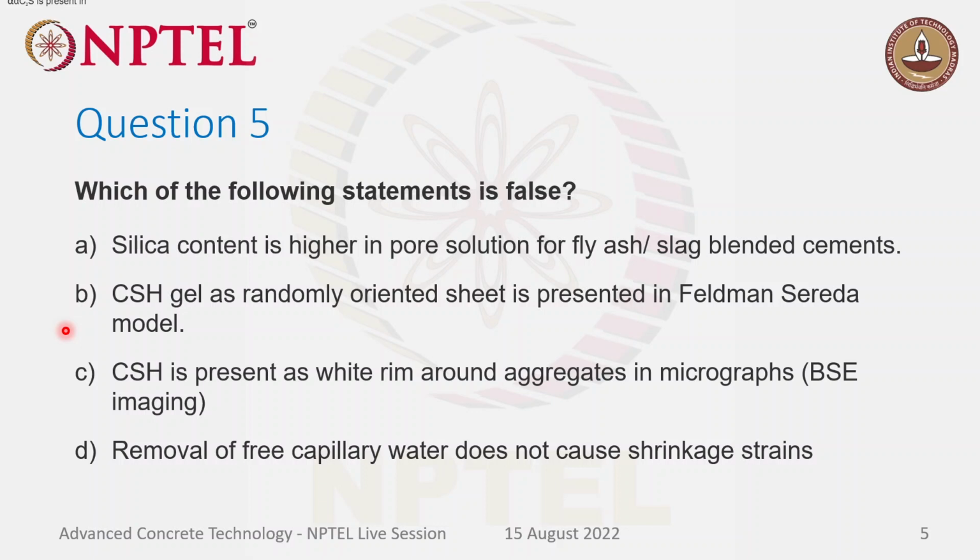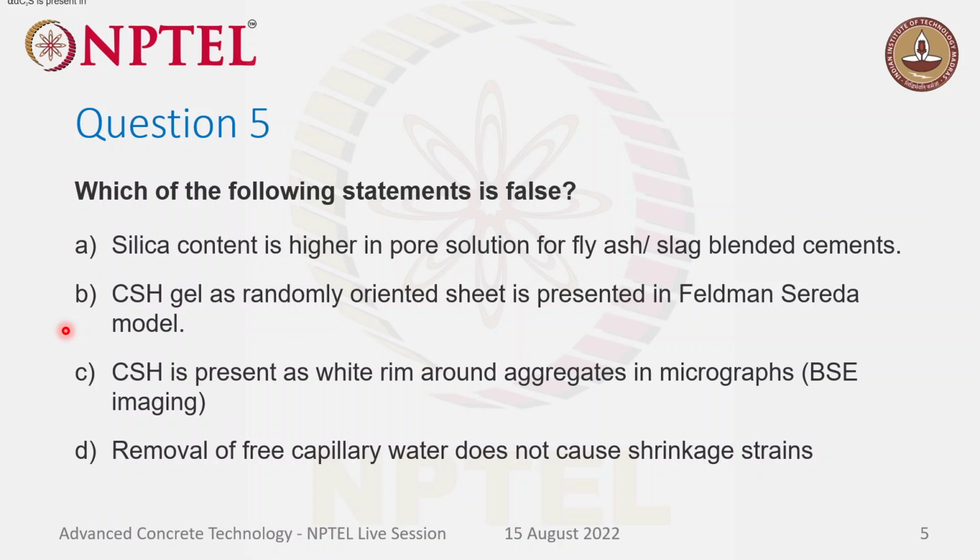Option A is silica content is higher in pore solution for fly ash or slag blended cements. Option B is CSH gel as randomly oriented sheets present in the Feldman-Sereda model. As per the Feldman-Sereda model, is CSH a randomly oriented sheet-like structure? And option C, CSH is present as a white rim around aggregates in micrographs from BSE imaging, from SEM, backscattered electron image. And then option D is removal of free capillary water does not cause shrinkage.